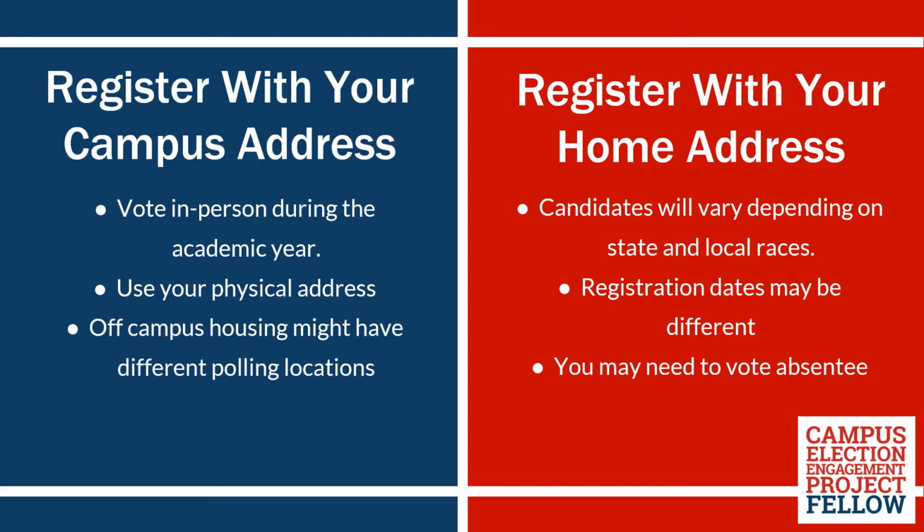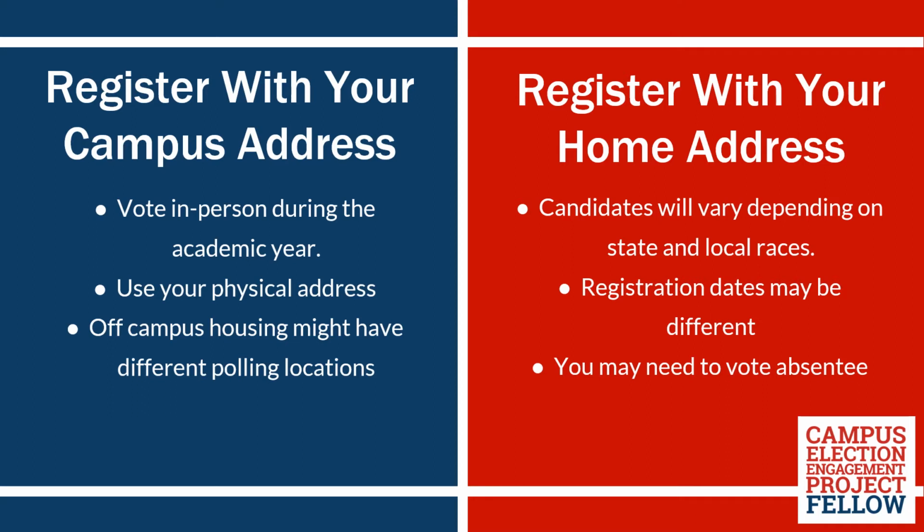Students choosing to register to vote with their campus address can vote in person during the academic year. They must register to vote with their physical address. This is important to keep in mind for students living in residence halls, who may have P.O. boxes to receive mail. When holding voter registration events for residence halls, it is helpful to have a list of physical addresses, as they would be recognized by the Board of Elections.